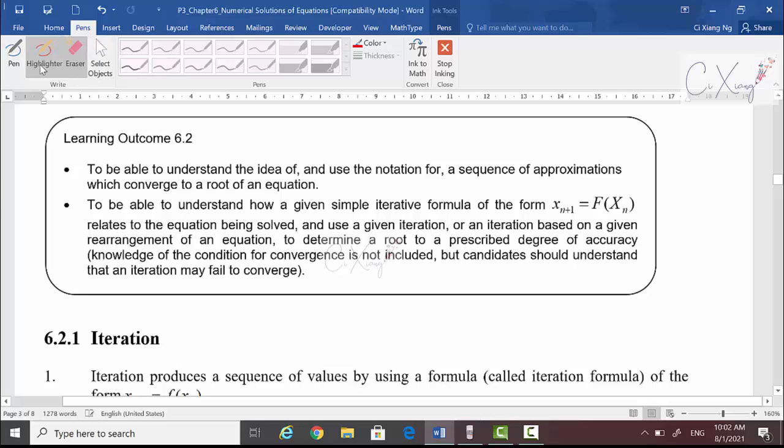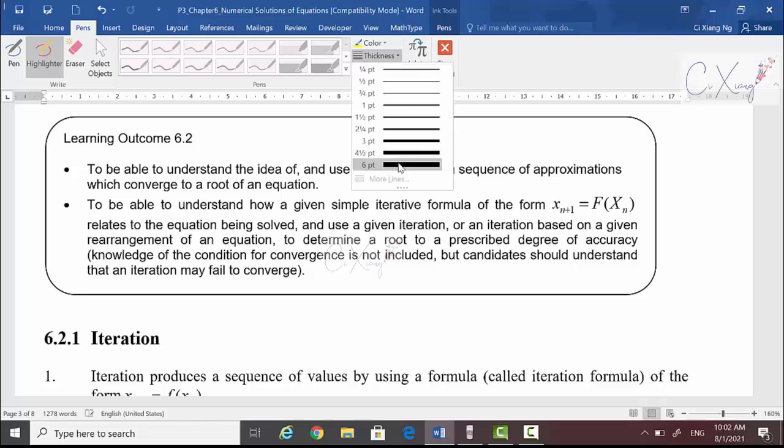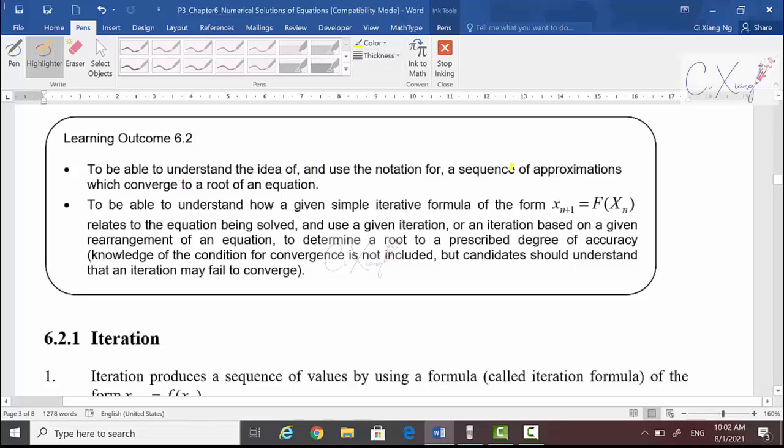Let's have a look at learning outcome 6.2. You need to understand the idea of a sequence of approximations which converge to a root of an equation. When you see the words converge to a root of an equation, that means the iteration you apply can lead you to a final answer. That final answer is an approximation of the root. In other words, they call it converging to a root of an equation.